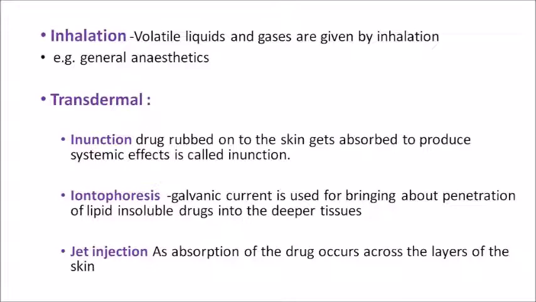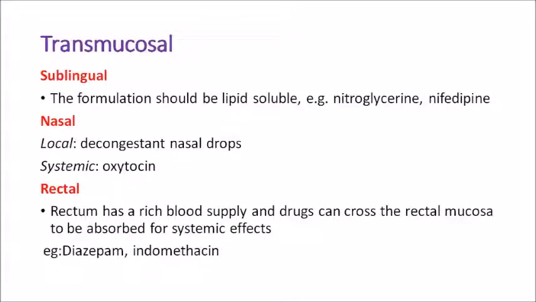You know our cell membrane has a lipid bilayer. So if a drug is lipid insoluble, then you have to use a galvanic current to force this drug to deeper tissues. Then you have jet injection. Even though it is an injection, it is considered as a transdermal technique because absorption of drug occurs through skin layers. Okay. Coming to transmucosal, there are 3 transmucosal routes: sublingual, nasal, and rectal.